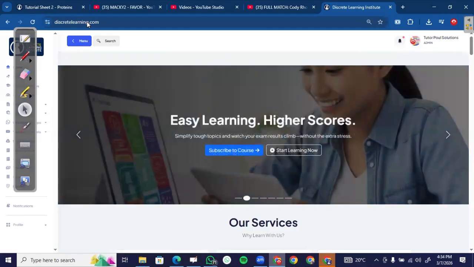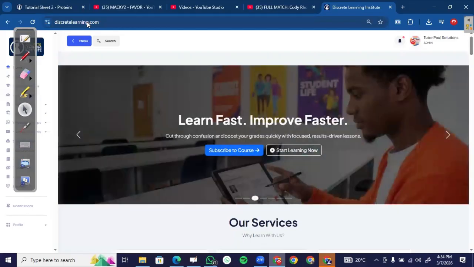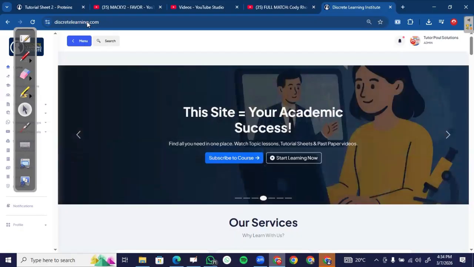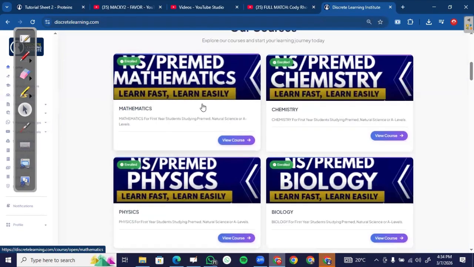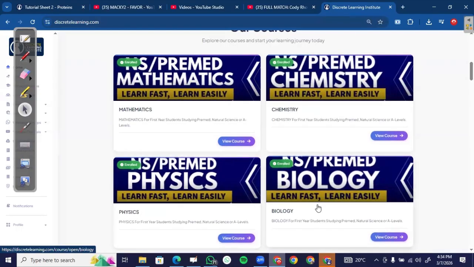If you do not have an account, it will ask you to create an account. So you just put your email, you set your password and your name, you select your university, and so on. You create the account, and once you log in, you will see something like this.